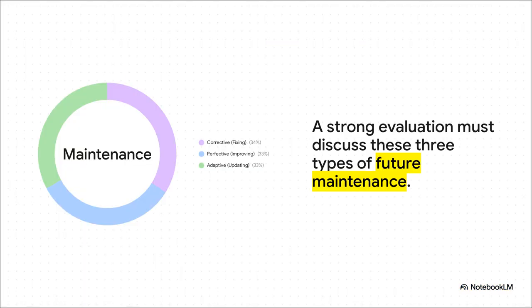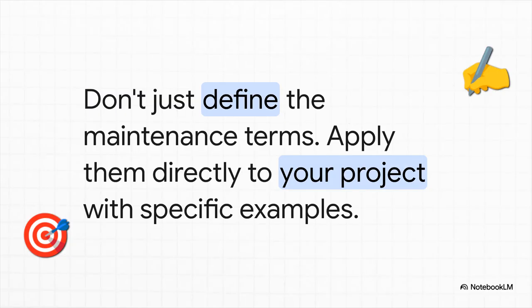A really strong evaluation will always talk about future maintenance. You should be comfortable with these 3 main types: corrective, which is just fixing bugs; perfective, which is improving existing features; and adaptive, which is updating your project for new technology. But here is the absolute key. You get 0 points for just defining those terms. You have to apply them directly to your project. What specific bug might need a corrective fix? What perfective feature would you add next to make it better? How might it need to be adapted if a new operating system comes out? You've got to give specific examples.